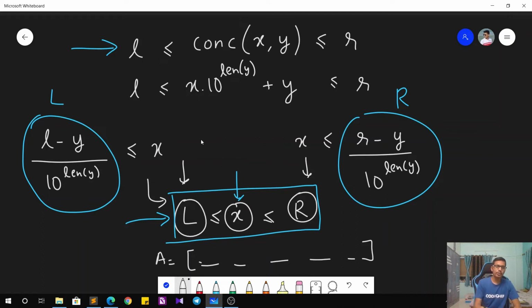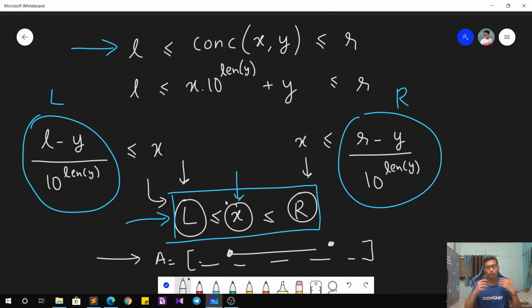So what we can do is sort the array A, and once we have sorted it, we can apply lower bound and upper bound to get the extremes, and then their difference will give us the total number of elements in between.